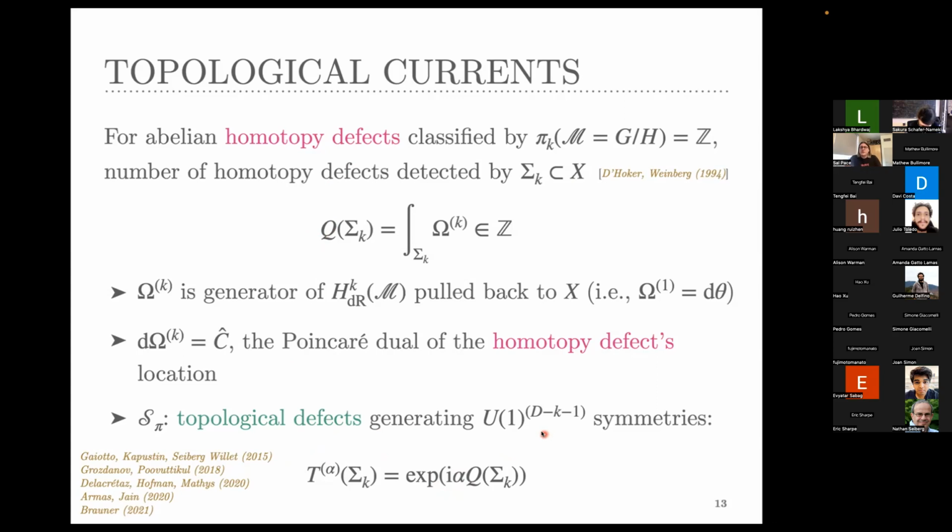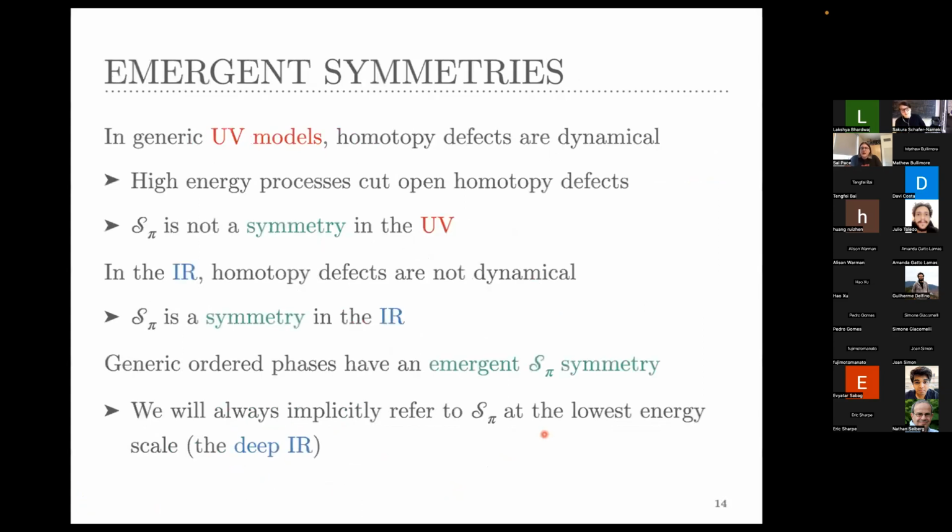So before getting into more general symmetry breaking patterns and talking about the symmetries more generally, I want to make a point that I think is really important, which I already alluded to. And it's how in generic UV models, these homotopy defects are dynamical, right? And what that typically means is there's some high energy process that cuts them open. You can really think of this as being the same as if I give you U1 gauge theory and you consider pure U1 gauge theory, you have the electric one form symmetry. But if you consider U1 gauge theory with electric matter, the electric one form symmetry is explicitly broken, right?